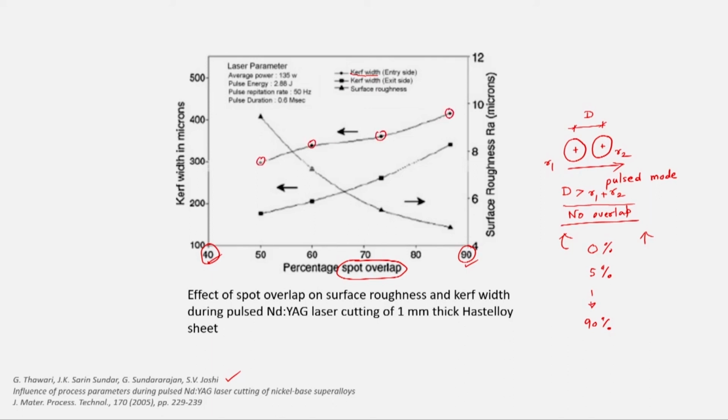So, it is expected that the pulses should get overlapped with each other, so that we can get wider kerf width. Now, we can have the kerf width at both the ends. So, suppose this is a metal sheet and we are applying the laser over here. So, this is the laser. We can have the kerf width at the entry.